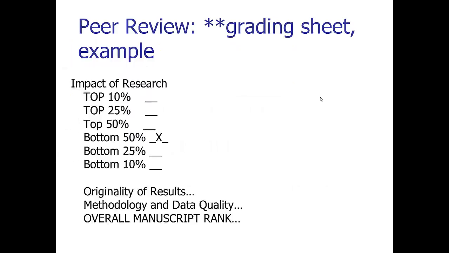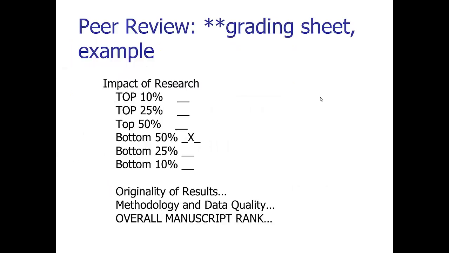Here's an example of a grading sheet that you might see for a journal. So sometimes we'll have things like, well, the impact of the research, rate the paper. Is it in the top 10%? Is it in the bottom 50%? They have these kind of grading schemes.